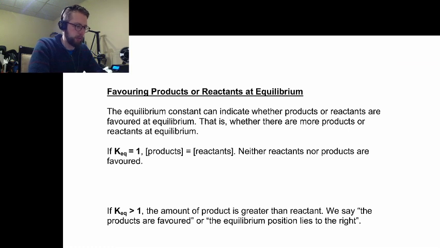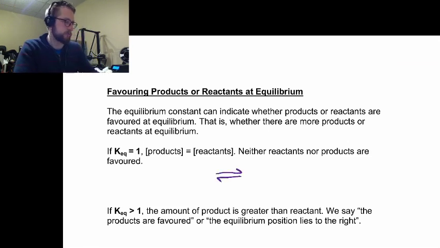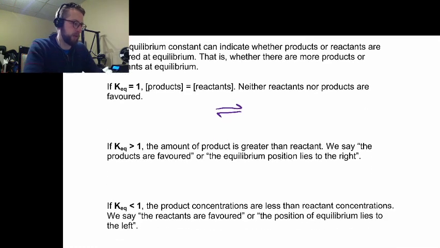Neither reactants or products are favored, and this is where we use that equilibrium arrow that is equal in both directions. If the K_eq is very big, if it's larger than 1, then we're going to say that the product is greater than the reactant. And so another way of saying this is that the equilibrium position lies to the right. So this is a favorable reaction as well. This is favorable.